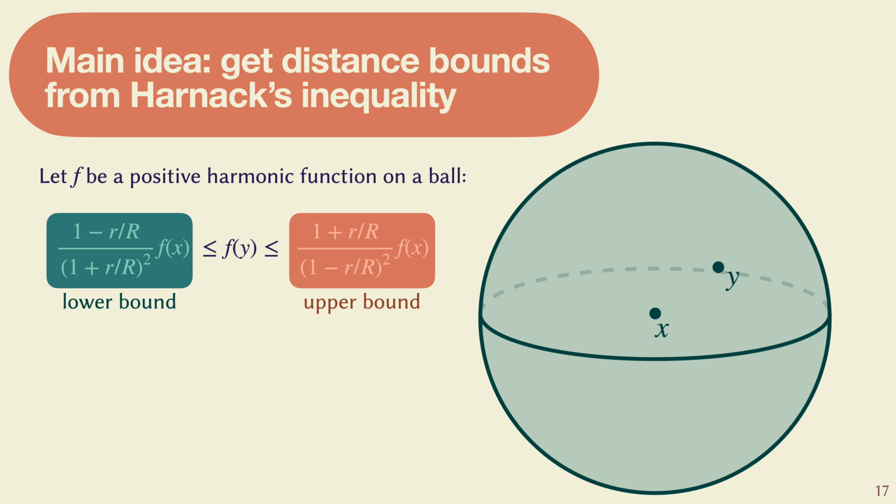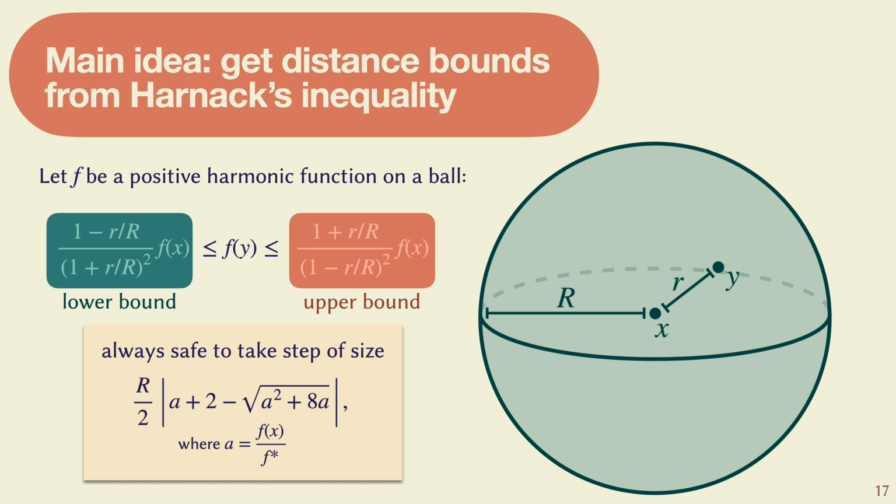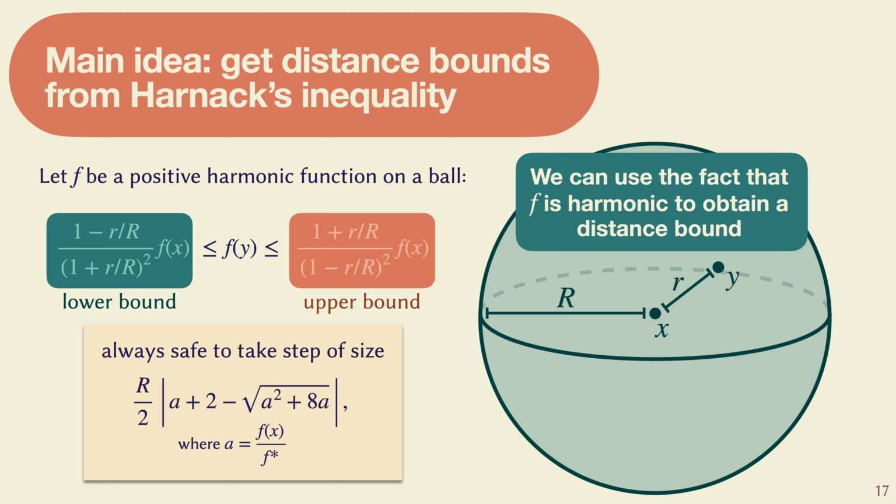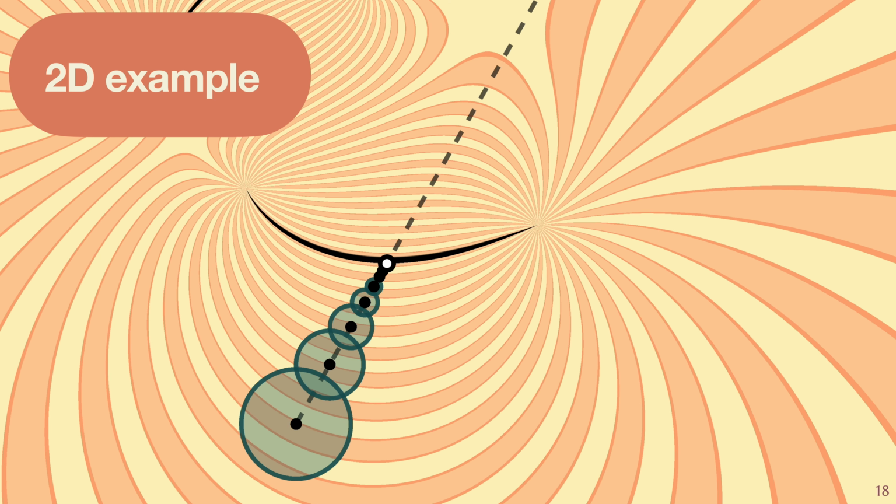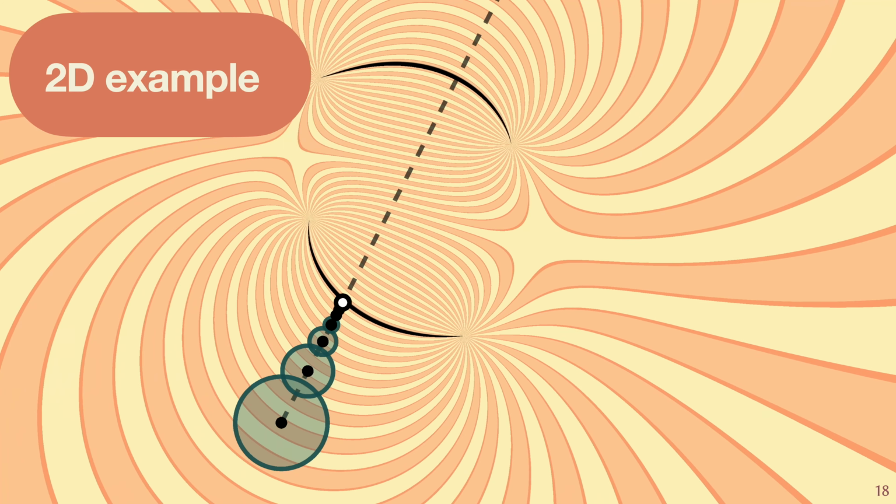I'll go into more details later, but for the moment I just want you to see that we have these lower and upper bounds, depending on the radius big R of the ball, and the distance little r between our points x and y. And after a little bit of algebra, these bounds tell us that it's always safe to take a step of the following size if you're starting from the center point x. Even though our function is not Lipschitz, we can use the fact that f is harmonic to obtain a distance bound. And simply by using these distance bounds with the overall sphere tracing algorithm, you can already find intersections with level sets of some really nasty functions.